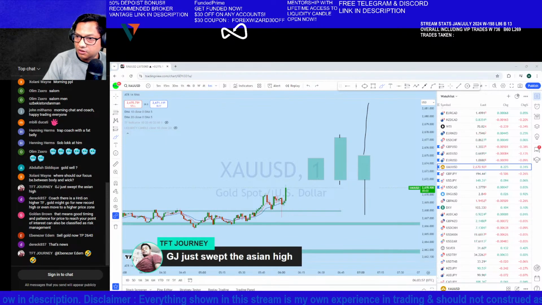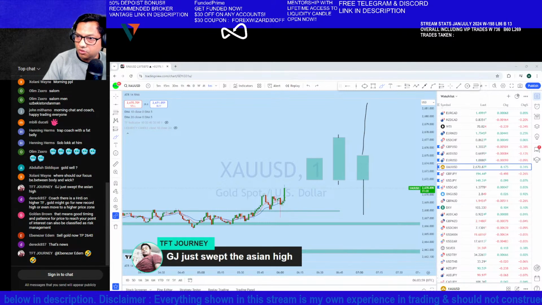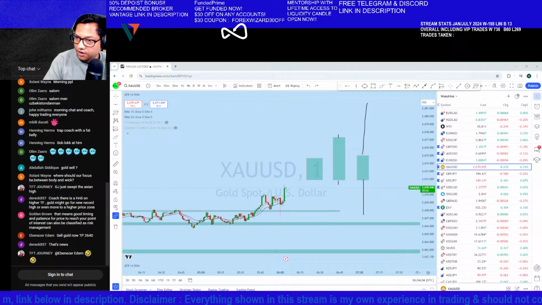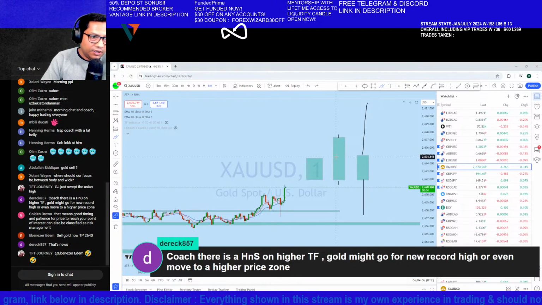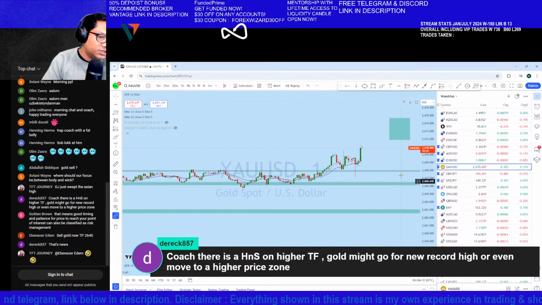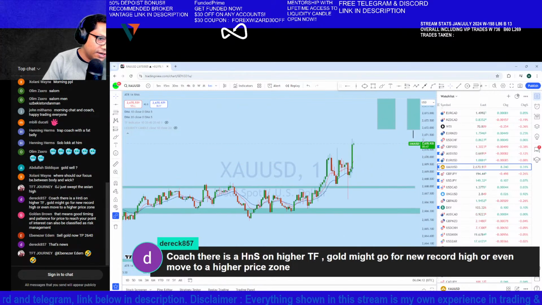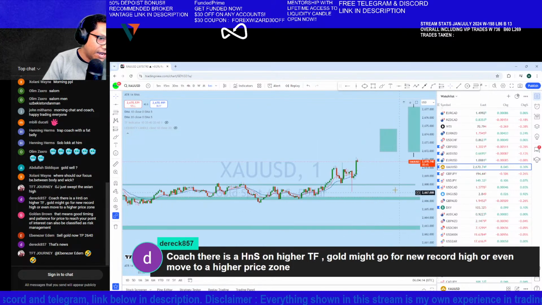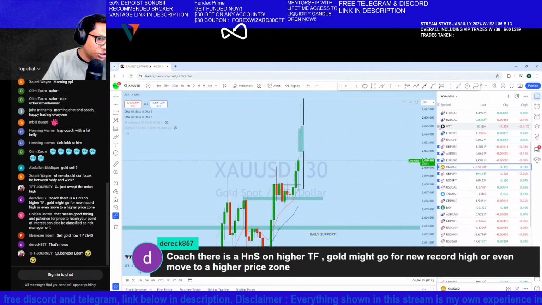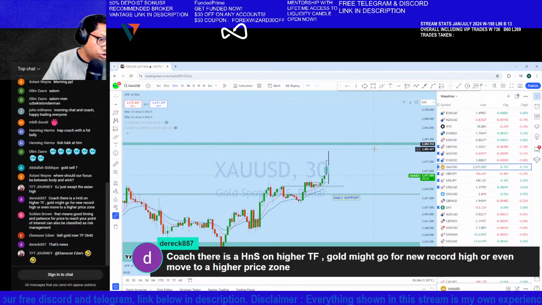There is a time frame where gold might go for the news, to move to a higher price zone. This is what we can see: XAUUSD is grabbing liquidity from the support and bouncing back to the upside. Therefore, the potential for bullish continuation is higher.